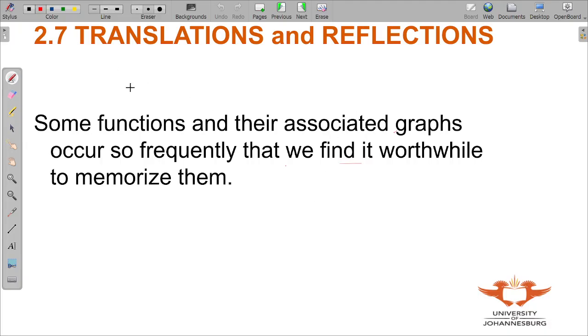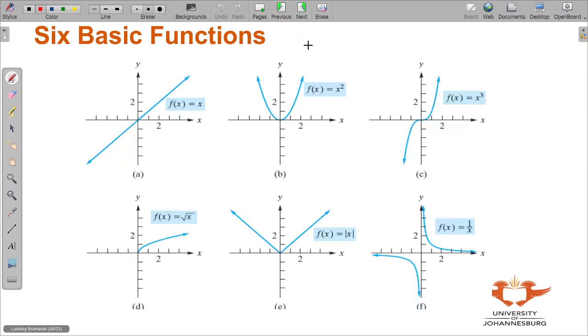All right, so we are now in 2.7, translations and reflections. Some functions and their associated graphs occur so frequently that we find it worthwhile to memorize them. Please, you need to memorize this function given to you, or the next function I'm going to be showing now, because they are the basic ones for us to do these translations and the reflections we are going to be doing.